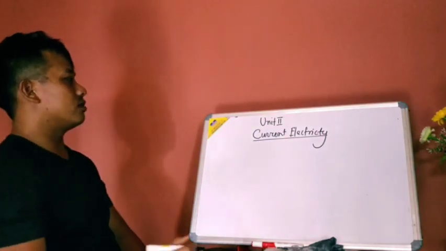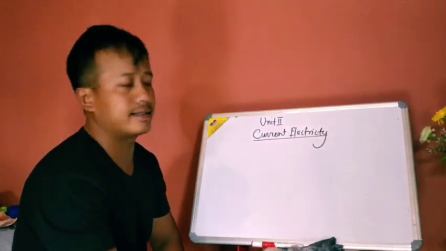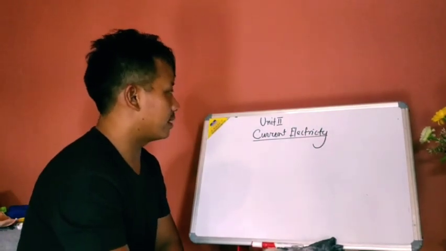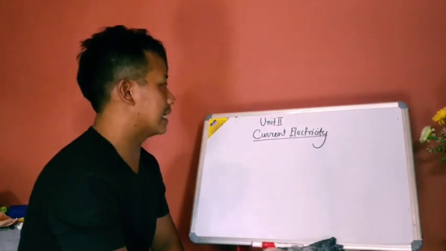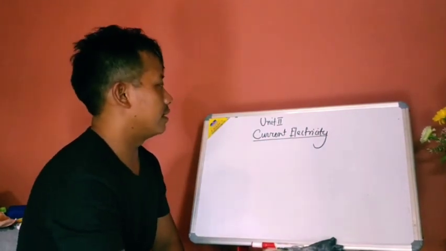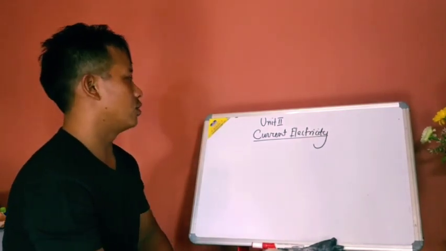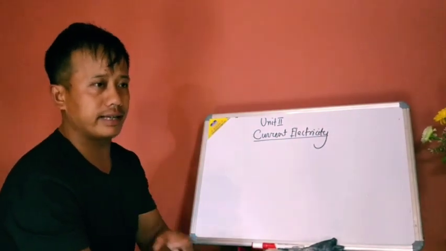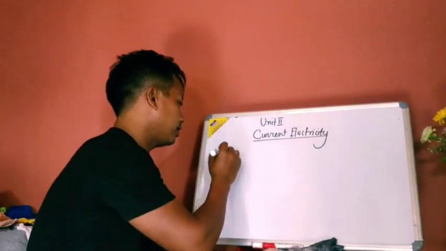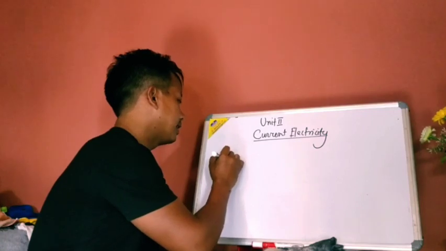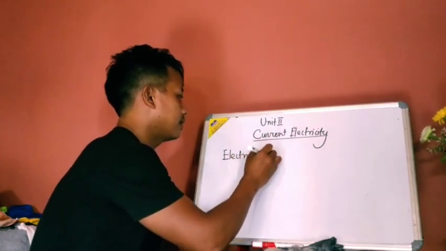So this particular unit is somewhat similar to what you have learned in class 10. In class 10 you might have learned about electric current, electric charge, the movement of the electrons in the conductor, Ohm's law, etc. So all those things will be studied again here in this particular unit also. So the first topic in this particular unit is electric current.